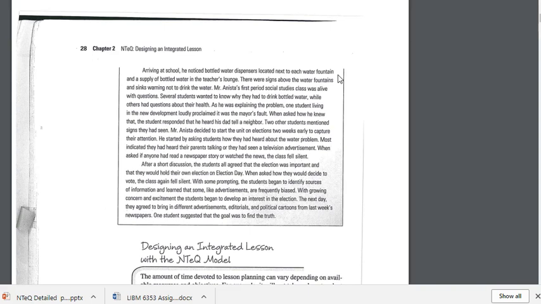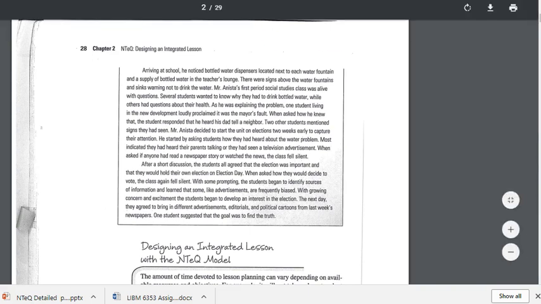With some prompting, the students began to identify sources of information and learn that some, like advertisements, are frequently biased. With growing concern and excitement, the students began to develop an interest in the election. The next day, they agreed to bring in different advertisements, editorials, and political cartoons from last week's newspapers. One student suggested that the goal was to find the truth.